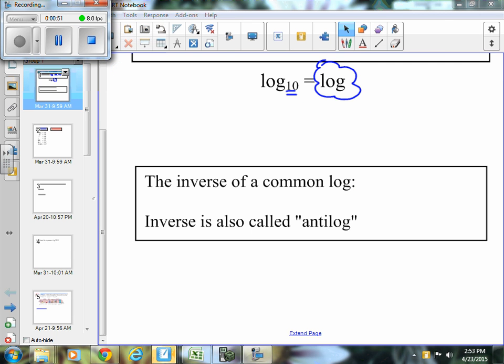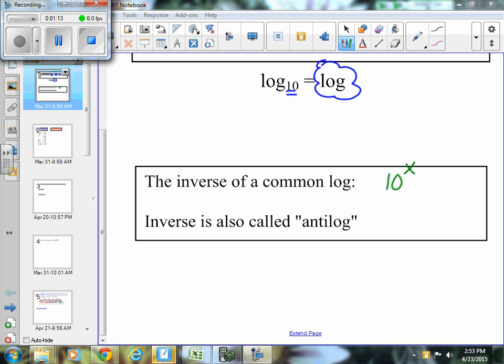So inverse of a common log, opposite operation. Remember, logs are inverses of exponentials. So if it's log base 10, that means its inverse then would be 10 to the x. And if you look on your graphing calculator, sure enough, right above the log key is the 10 to the x key. So that's the inverse, the opposite operation. That's how your calculator is set up.